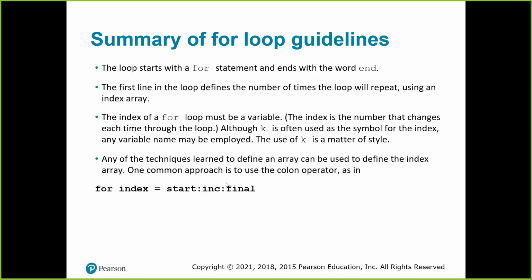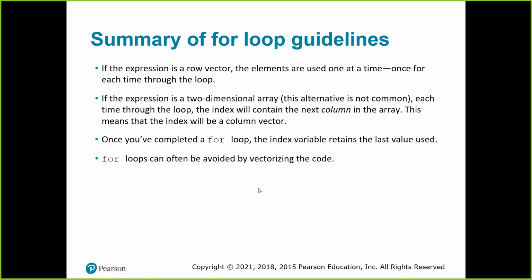Any technique learned to define an array can be used to define the index array. One common approach is to use a colon operator. So you've got your start, your increment, and your final. If the expression is a row vector, the elements are used one at a time, once each time through the loop. For a two-dimensional array, this means a vector column. Once you've completed a for loop, the index variable retains the last value used. I think I said that one too.